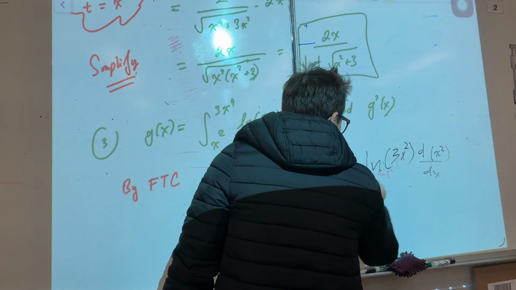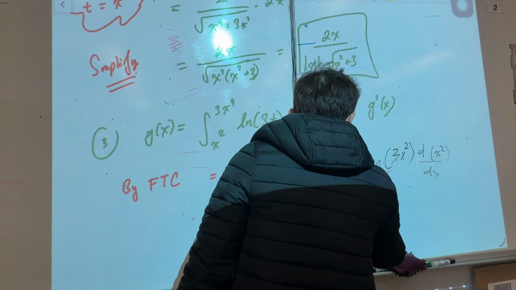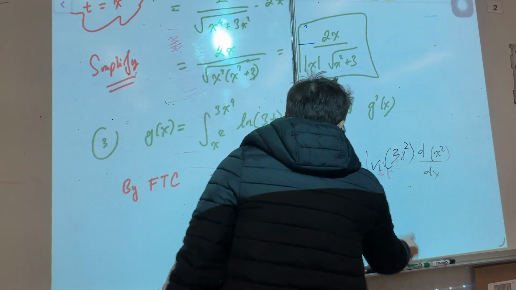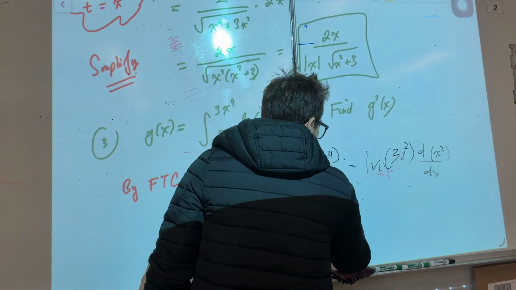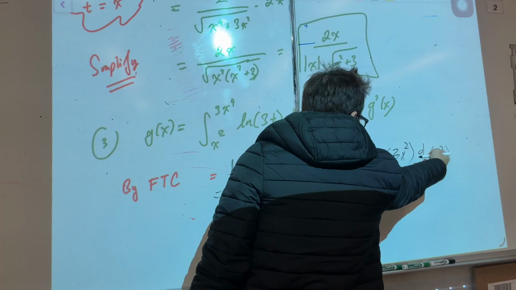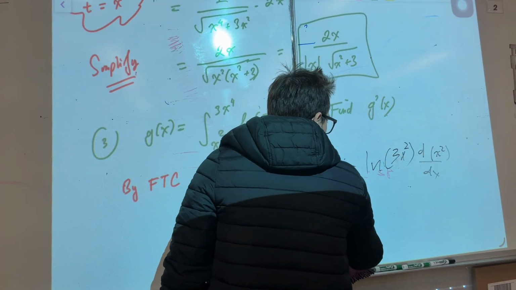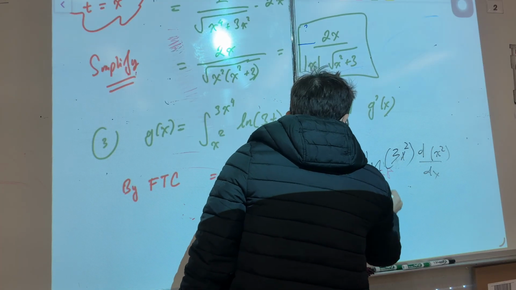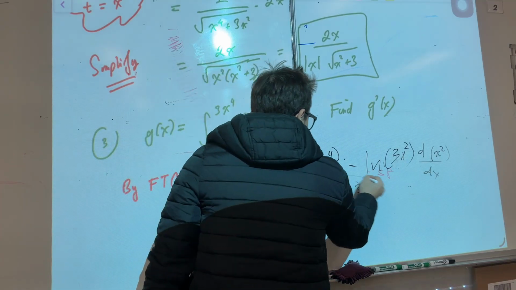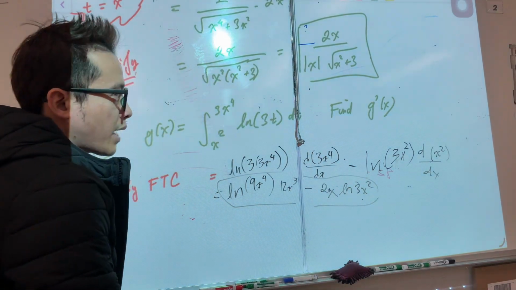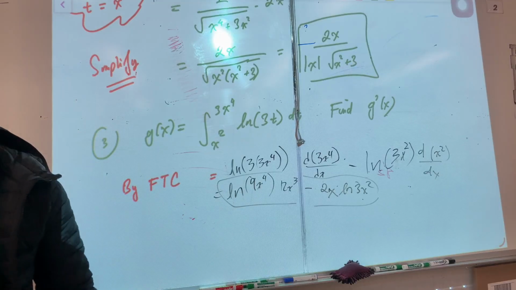So now you're going to have 2x. Oh, I already wrote it. So I'm going to bring 2x, the derivative of x squared, to the front. 2x ln 3x squared. That's your answer. Okay? See? Only 2 lines.